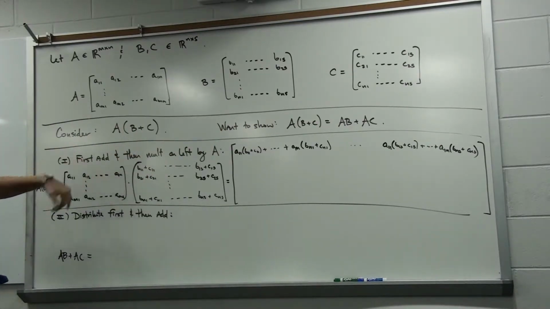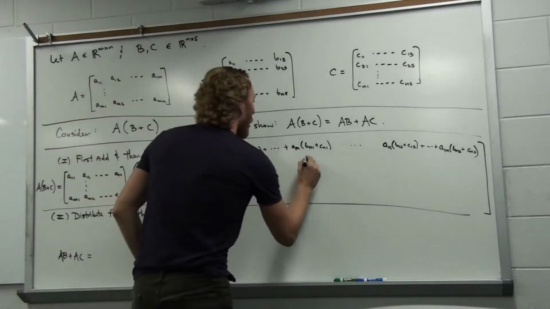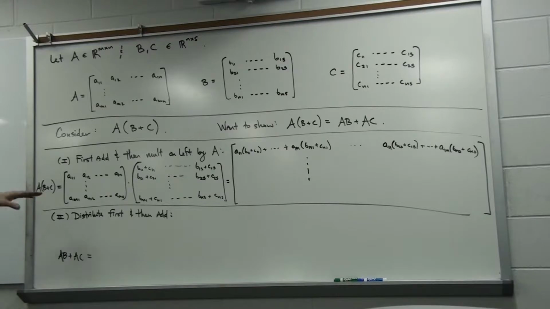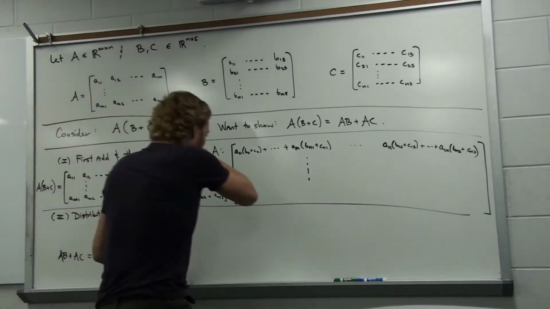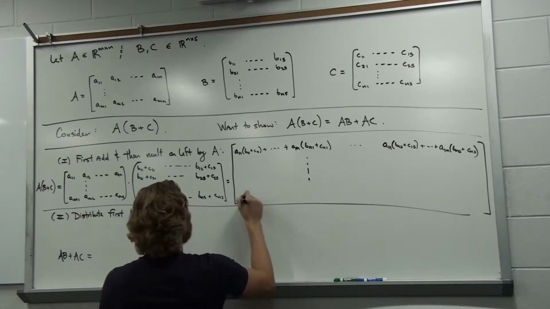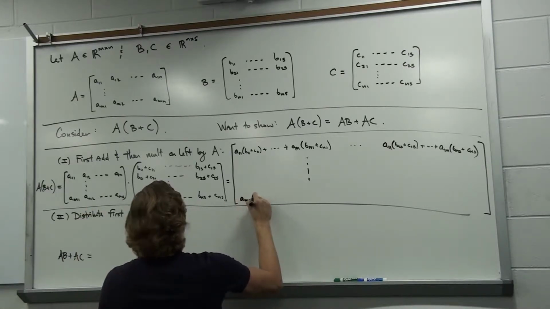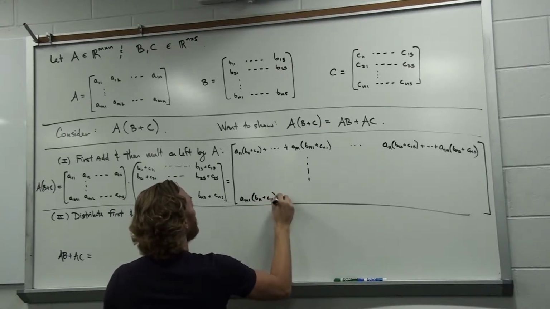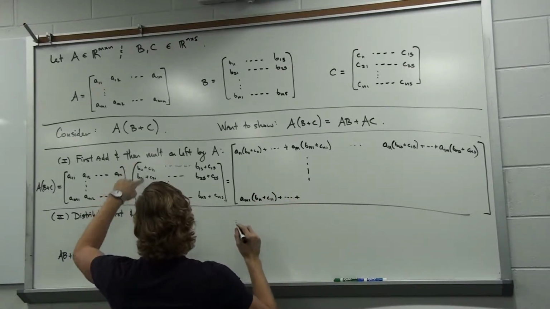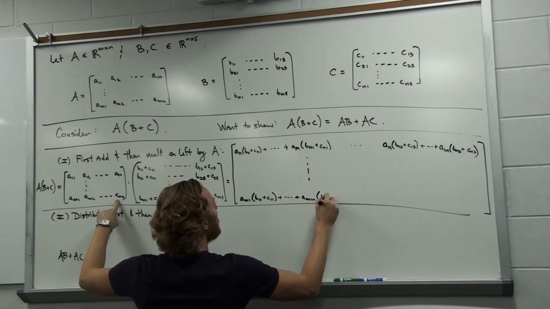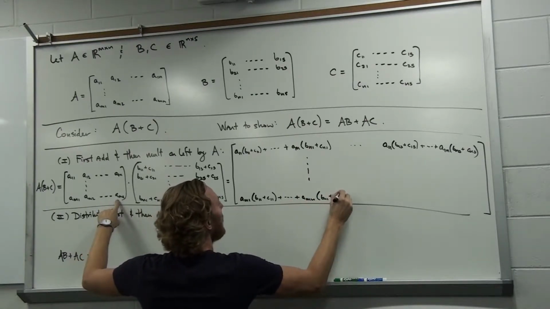Then we multiply the second row times each of the columns, all the way down until you get to the last row times each of the columns. So what is this going to be? Take the last row times the columns. Here, this is going to be AM1, that's going to multiply by B11 plus C11, and as you multiply by the first column, eventually you're going to get AMN times BN1 plus CN1.